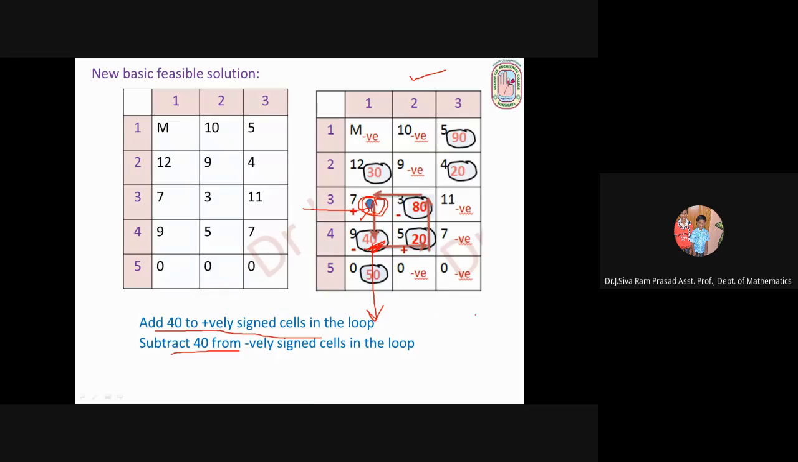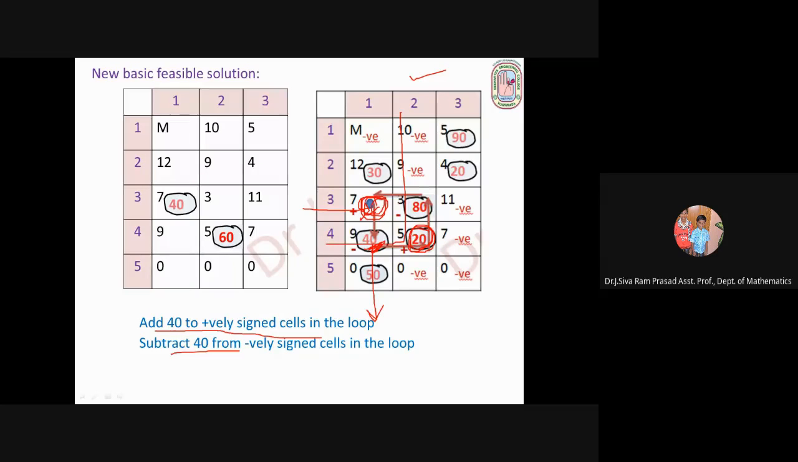So first, the 3,1 cell is a positively signed cell. This is the entering basic cell. Add 40 here. Previous allocation 0, so here 40, and circle it. Another positively signed cell is the 4,2 cell. Previous allocation is 20. Now add 40. So 20 plus 40 is 60. That is, 4,2 cell 60.